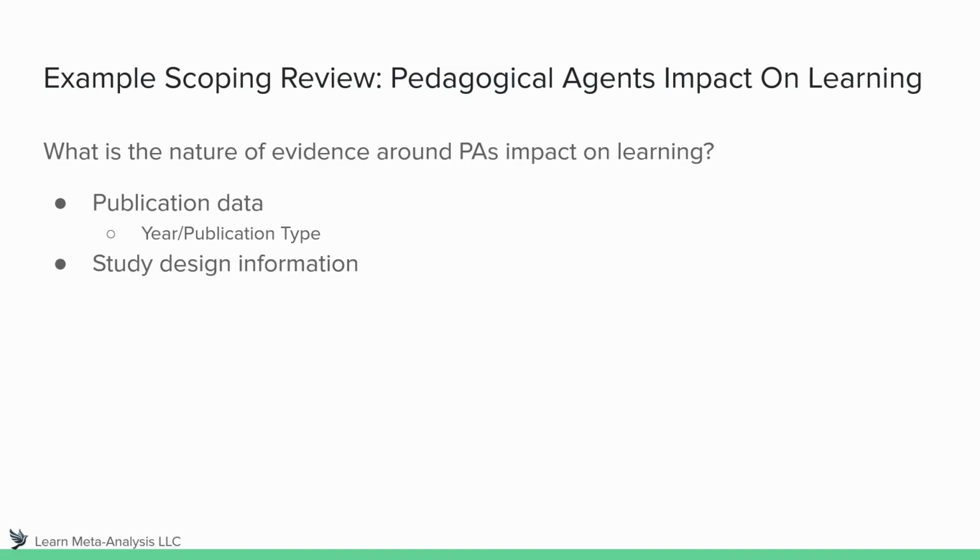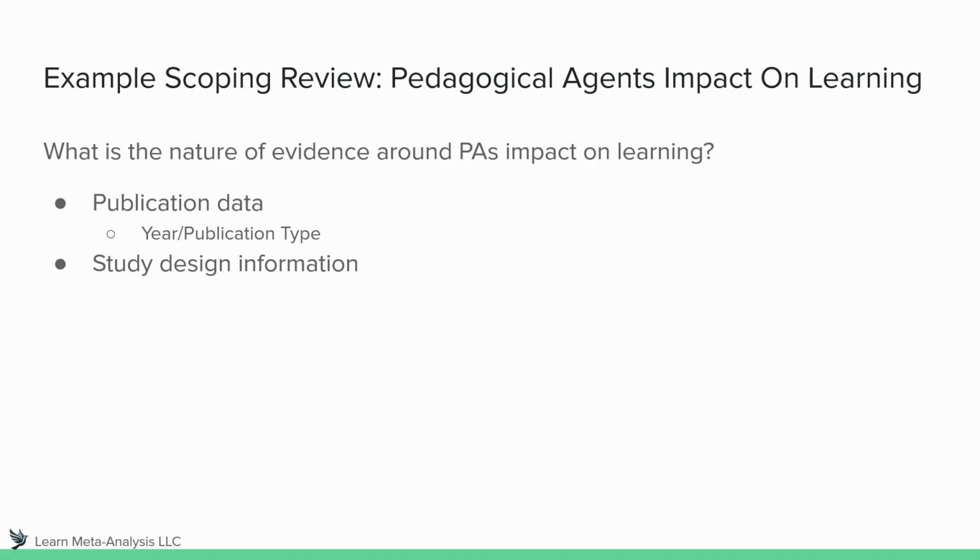Next, we might have a research question. Let me go back and preface this a little bit. Each one of these higher level bullet points, like publication data and study design information, would be a research question in my mind. So we have this overarching research question at the top: what is the nature of evidence? And then I would have a sub question about each one of these things. My first question would be something to the effect of, when are these studies being published and where? And that's going to get us at our publication data.